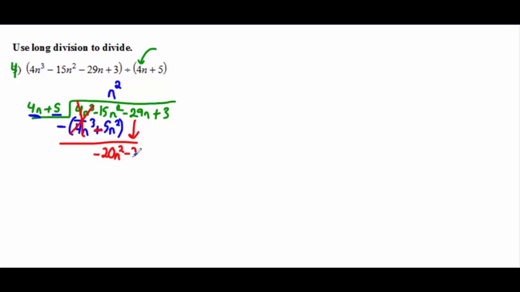You drop the next term, negative 29n, and then we start this process over because we say, what do I multiply 4n by to get negative 20n squared?